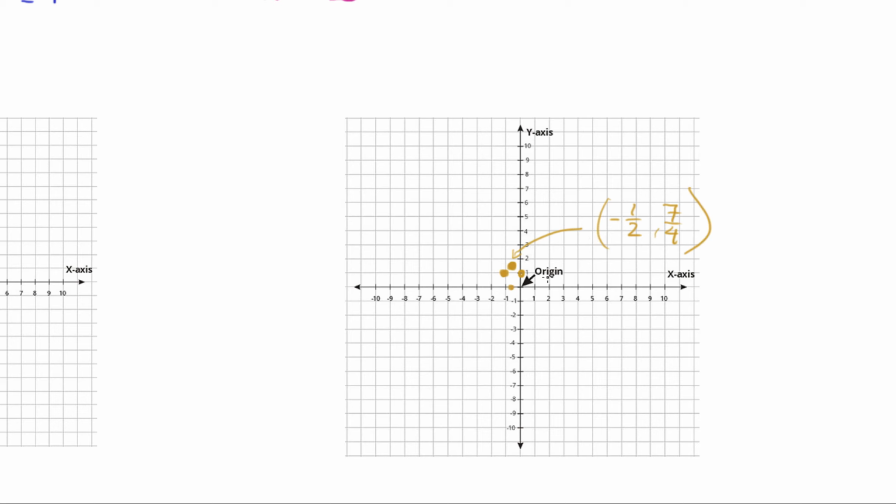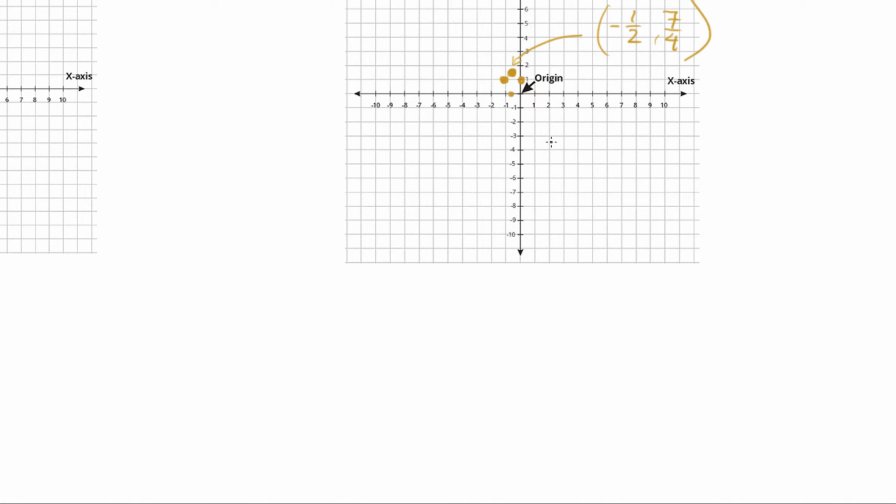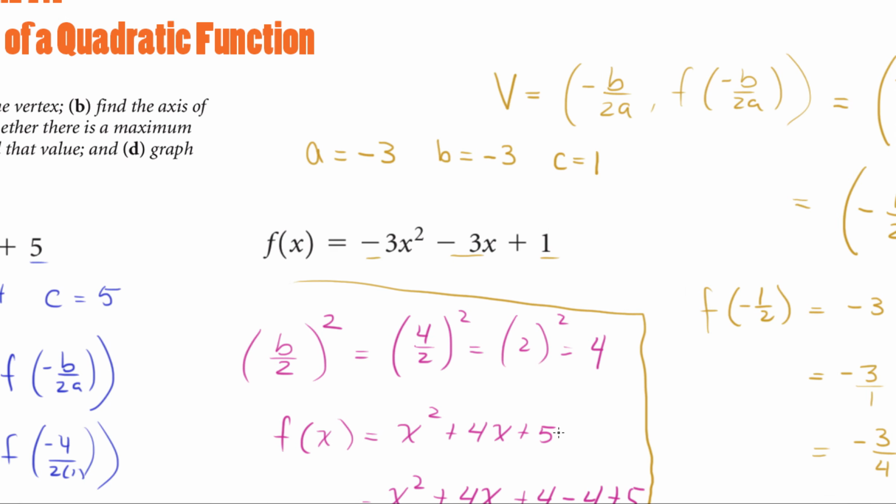So now you can look for another point, for example, f of 1. Okay? If we plug in 1, we get -3 minus 3 plus 1. So -6 plus 1 is -5. So when x equals 1, you have -5. That means this one is also -5. And then you trace, oops, got a little off. Then you trace it. And that will be your graph. And that will be all the information needed to solve those two problems.